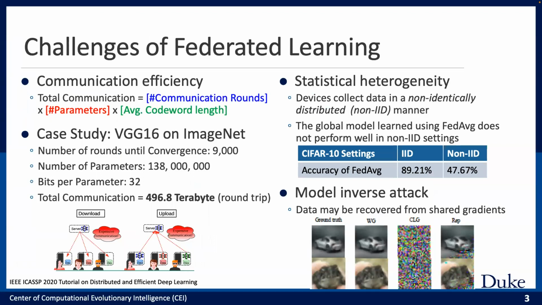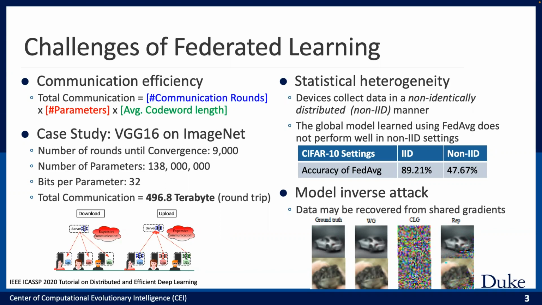If you look at the challenges of federated learning, besides privacy, it's also relevant to communication efficiency. We need to transfer not the raw data, but the model information back and forth between the device and the server. The total communication cost is the product of the number of communication rounds, the number of parameters transferred in each round, and the bit length we need to represent the different parameters. That will be a huge number.